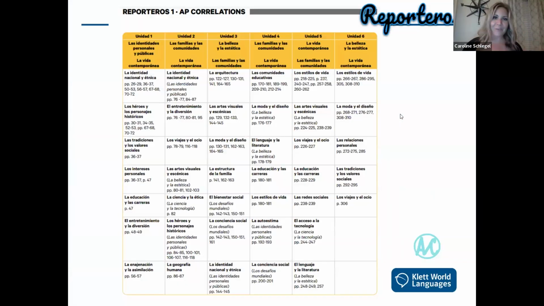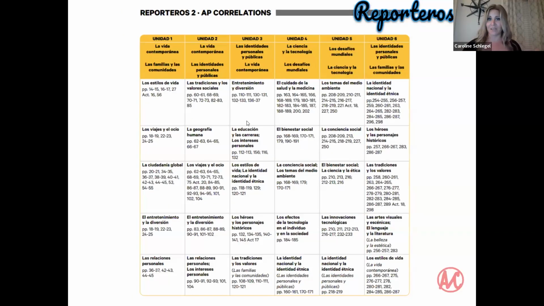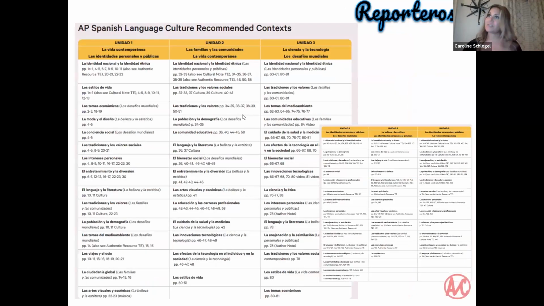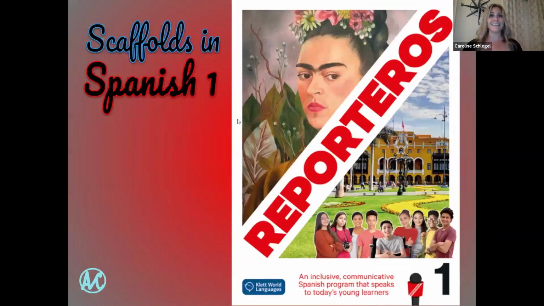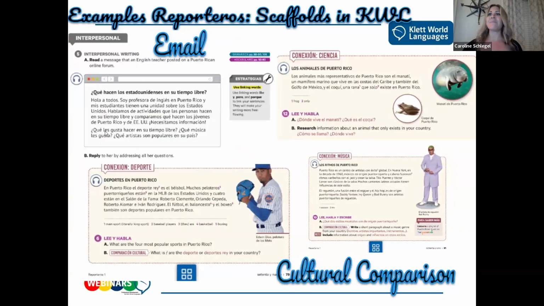Look at this in every book in Reporteros. There is the AP correlations guide. You can figure out on what page these themes exist, right? And then the sub themes are there. Reporteros 1 has it, Reporteros 2 has it, Reporteros 3, Reporteros 4, right? And then they have the scaffolds. Okay, so this is what's happening in this book, right? Here's an AP email scaffold right off the bat in level 1. They've got an email there, and we're going to look at it.